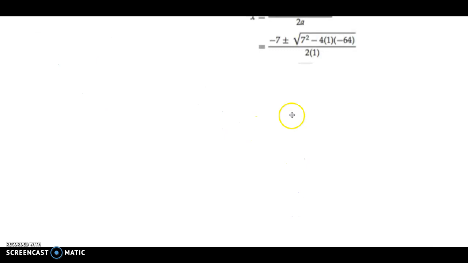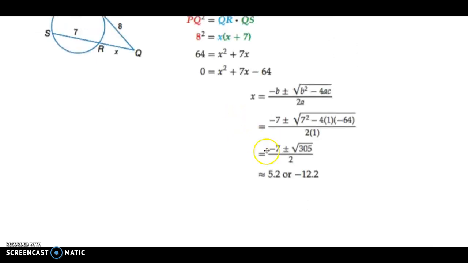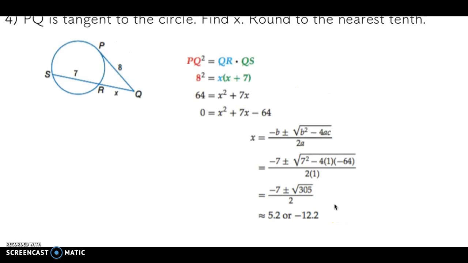So when you plug this into the quadratic formula, this is what you end up obtaining for the values of x. So x can either be 5.2 or negative 12.2. We know that a measure cannot be negative, so our answer is going to be equal to 5.2.